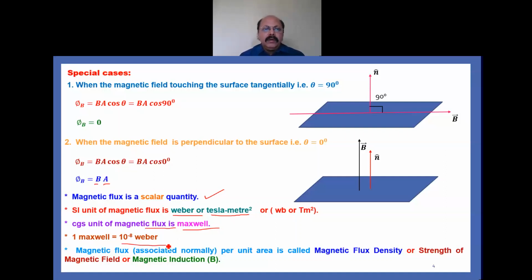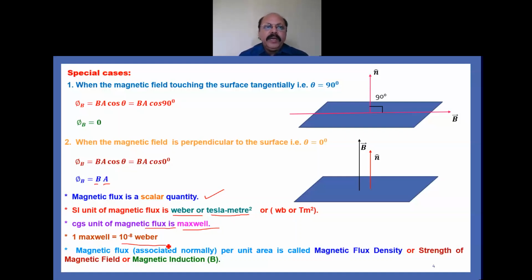Now kindly note it, magnetic flux associated normally per unit area is called magnetic flux density or strength of magnetic field or magnetic field induction. So just remember all these things.